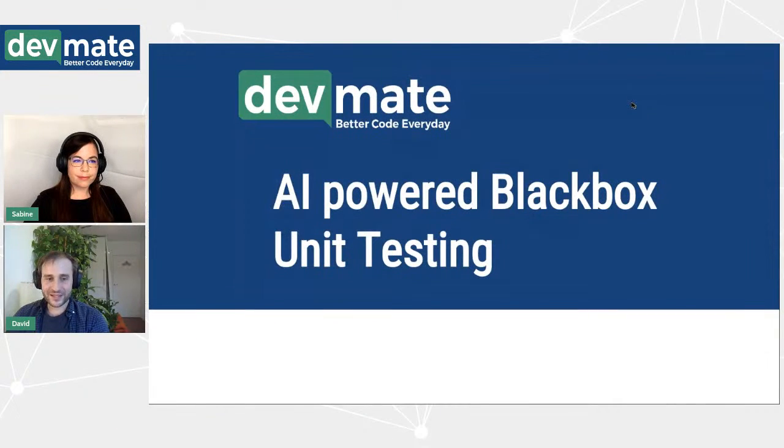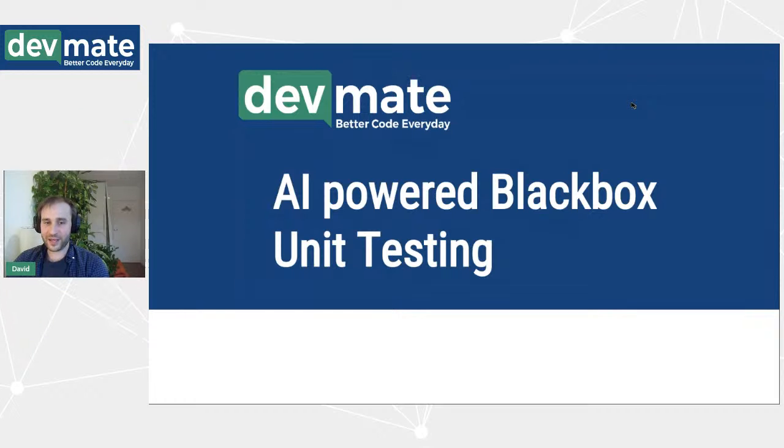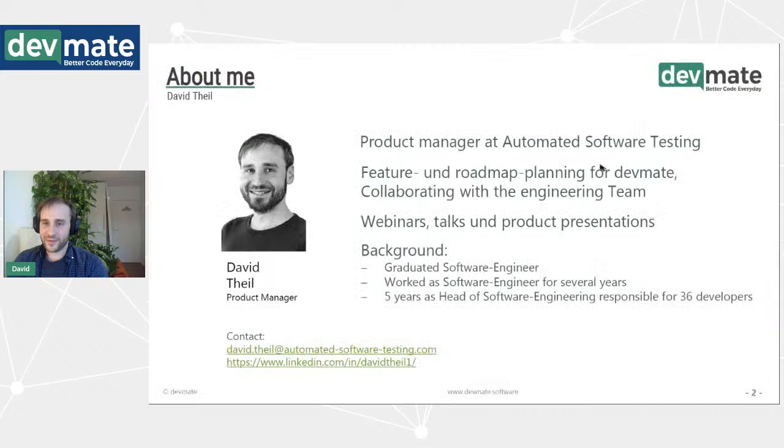I'm very happy to present you our newest feature and give you some overview about devmate. So let's start. Today's topic is AI-powered black box testing. First of all, I would like to introduce myself. As I said, I'm David, the product manager here at devmate. Here at Automated Software Testing, I'm responsible for the feature roadmap planning and also closely collaborating with our technical engineering team. And as well, I do the webinars, talks, and product presentations.